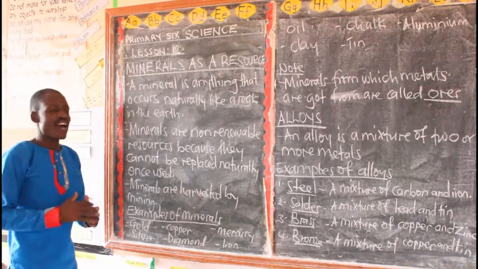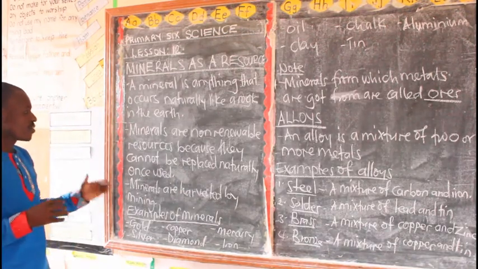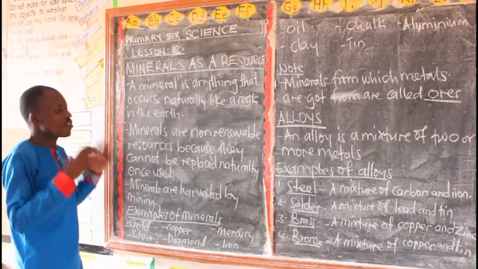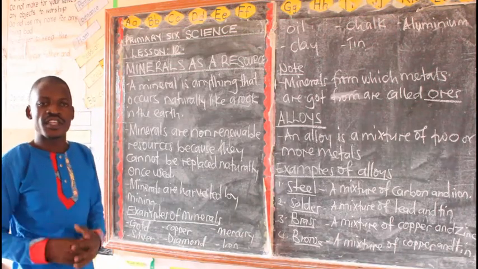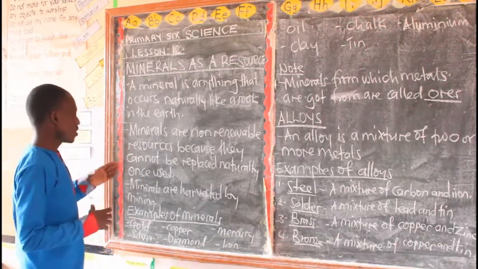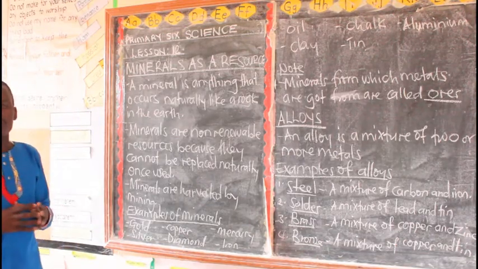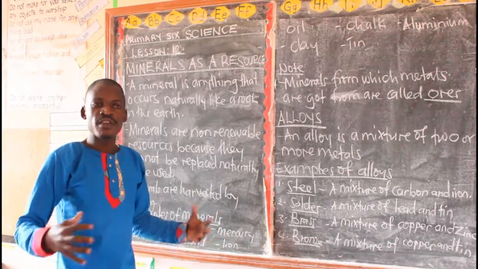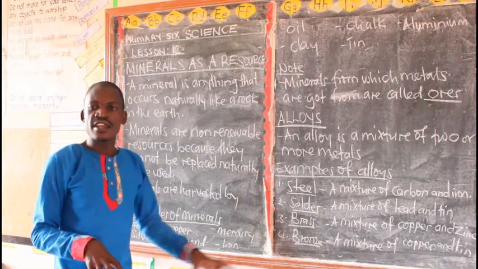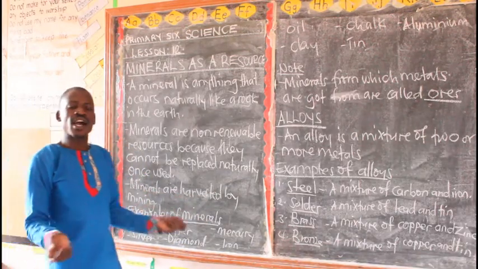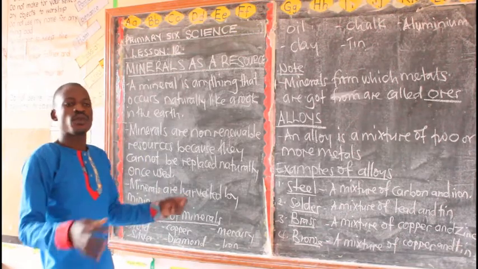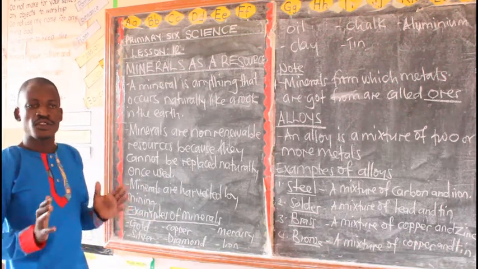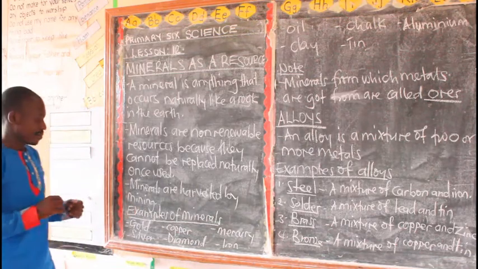Members, minerals are non-renewable resources because they cannot be replaced naturally once used. We say that those resources that cannot be replaced naturally once used are called non-renewable resources. Once they mine minerals in a certain place, then they get finished. There's no single day that when you come again after a certain time, these minerals will be found there. Once they are mined and depleted, it is finished for all. So minerals cannot be replaced naturally.